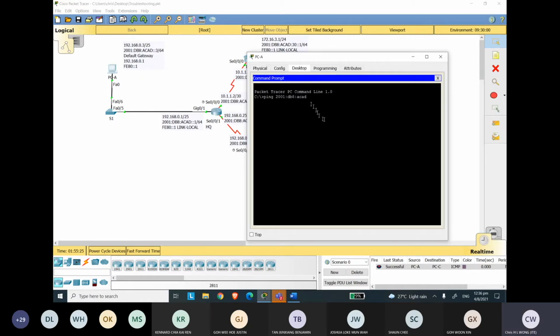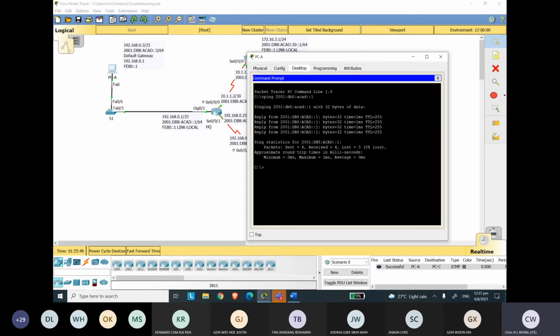Now you're in PCA. I want you to ping to the default gateway, which is 2001:DBA:ACAD::1. Can ping or not? Just check. Yes or no? Everybody check. Can ping, right? So there is nothing wrong from PCA to the gateway. You know there's nothing wrong.